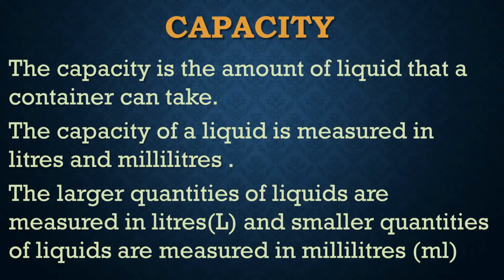When you talk about a liquid, liquid means what? It means a substance that can flow. So the capacity of liquid is measured in liters and milliliters. The larger quantities of liquids are measured in liters, and the smaller quantities of liquids are measured in what? Milliliters, or mils.